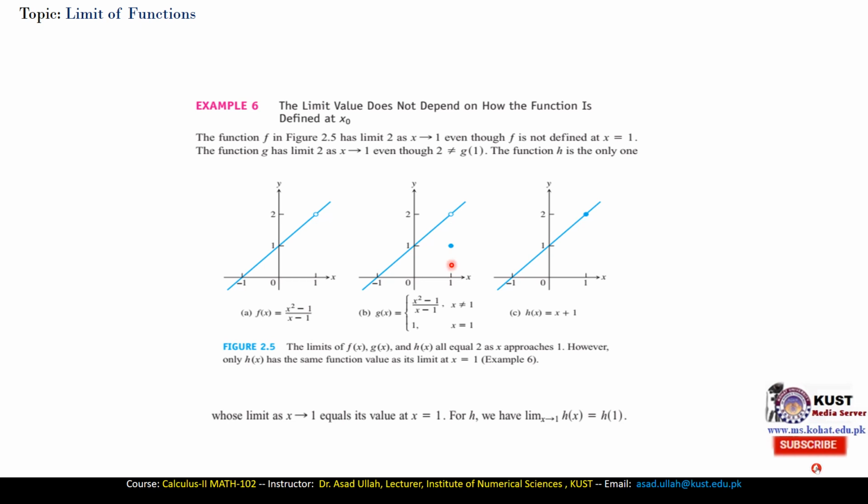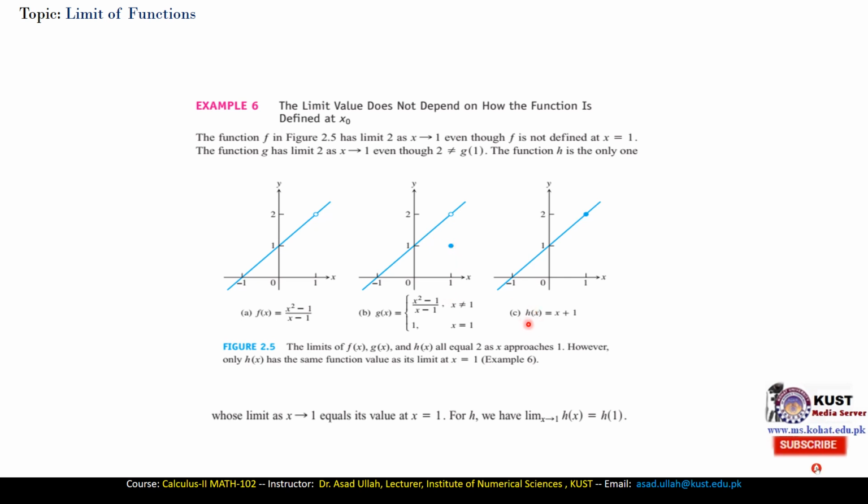But the function value at the point x = 1 is equal to 1 because the function is defined here. So in this case, the function is defined at the point x = 1, which is equal to 1. But the limiting value is equal to 2. So the limiting value and the function value are not the same in this case.